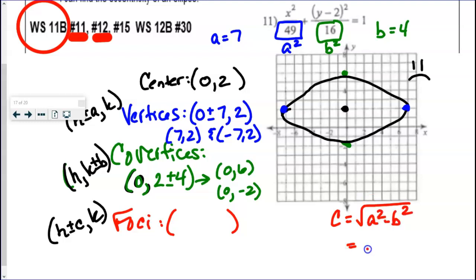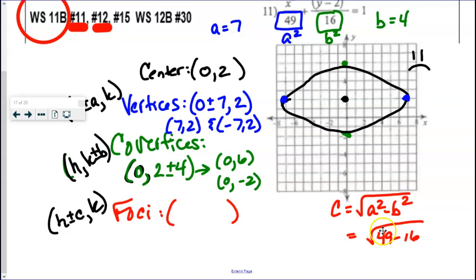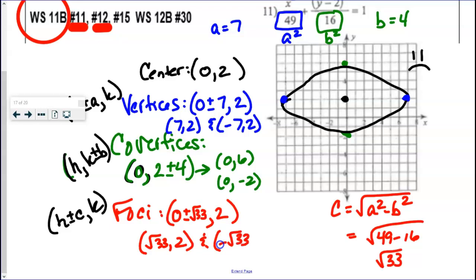So for us, that would be, oh gosh, I gotta subtract again. Oh no. I feel like I screwed up something here. Story of my life, guys. All right, square root of 33, which, good news, that doesn't reduce. So h being 0, and then we're going to add and subtract the square root of 33, comma 2. So technically we're supposed to split that up, aren't we? We're supposed to say the square root of 33, comma 2, and negative square root of 33, comma 2.